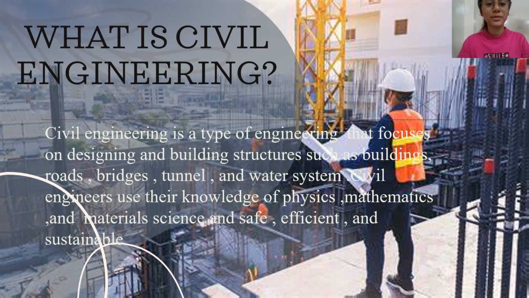Now I'm going to explain the topic: what is civil engineering. Civil engineering is a type of engineering that focuses on designing and building structures such as buildings, roads, bridges, tunnels and water systems. Civil engineers use their knowledge of physics, mathematics and material science to make structures safe, efficient and sustainable.